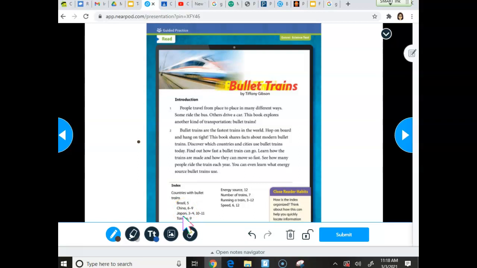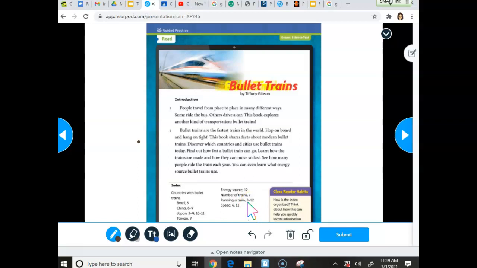All right, look at Japan. It has 3-4. That means pages 3 and 4. And again on pages, what? 10 and 11. That's right. All right. Over here, look here, running a train, 3-12. What does that mean, guys?